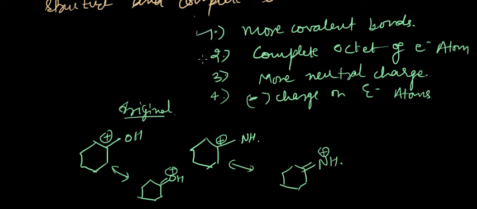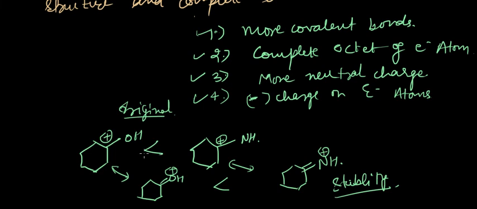Both have more covalent bonds in the resonating structure. Complete octet of electronegative element is present in both the structures. Both the structures are not neutral. Both the structures have positive charges on the electronegative element. So as you can see, positive charge on the electronegative element, this would be more unstable than this compound, because nitrogen is less electronegative than oxygen, so it can bear a positive charge. But as oxygen is more electronegative than nitrogen, positive charge on oxygen seems to be more unstable, resulting in more stability of this resonating structure for this compound. Hence this is more stable than this compound.